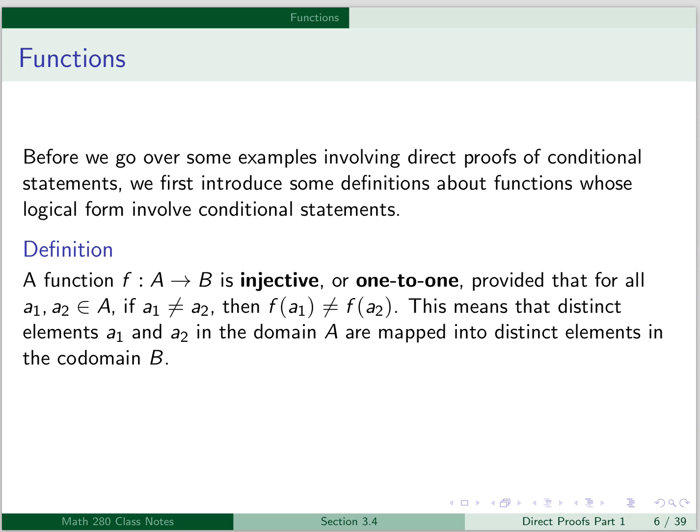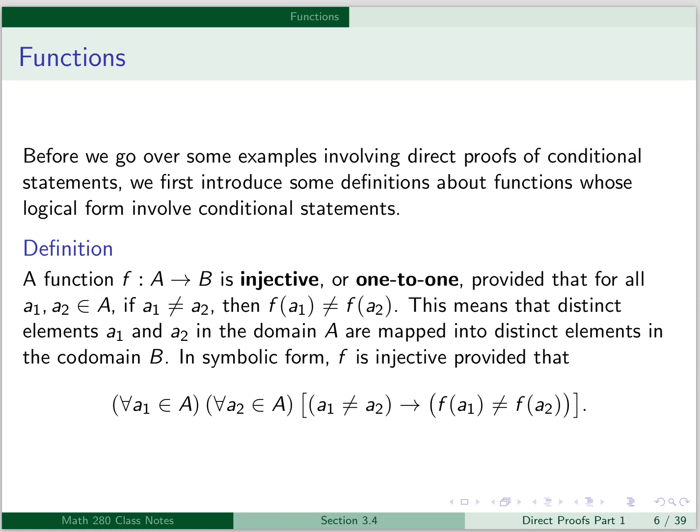Before we go over some examples involving direct proofs of conditional statements, we first introduce some definitions about functions whose logical form involve conditional statements. For our first definition, a function f from A to B is injective, or one-to-one, provided that for all a1 and a2 in A, if a1 is not equal to a2, then f of a1 is not equal to f of a2. This means that distinct elements a1 and a2 in the domain A of our function are mapped into distinct elements in the codomain B of the function.